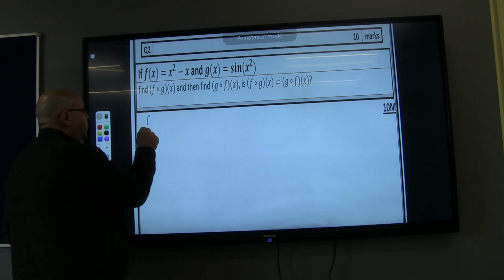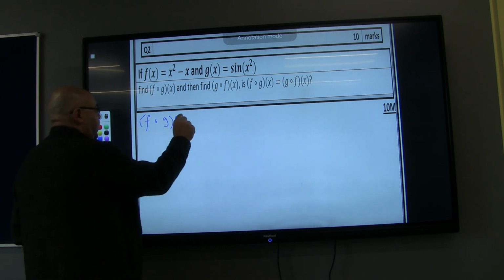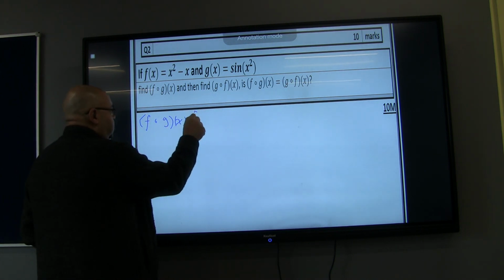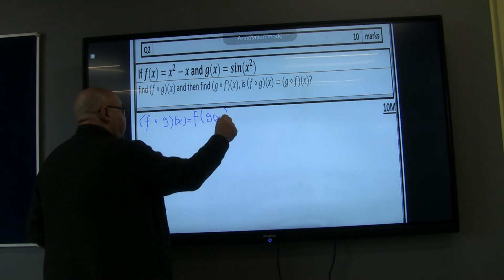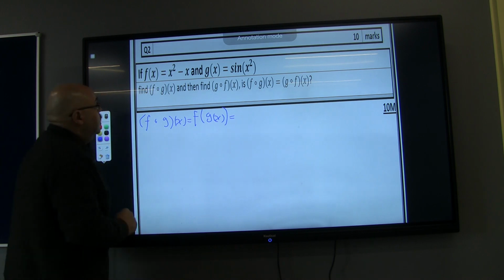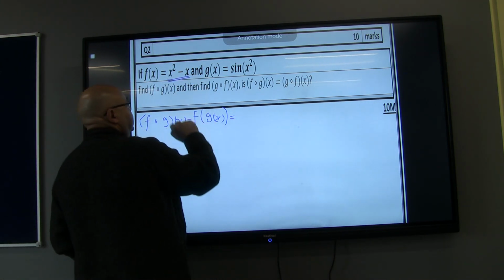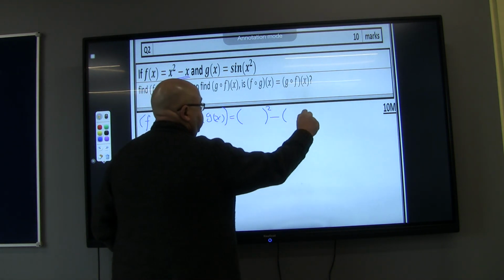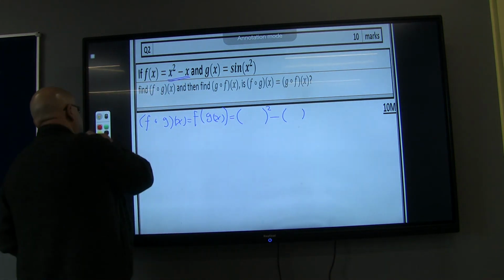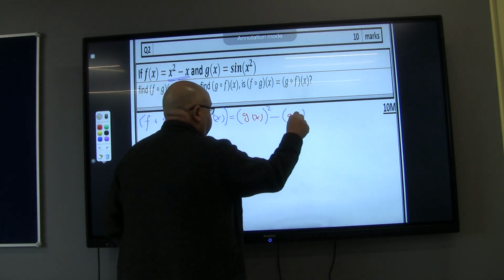All you have to do to get f as a composite of g of x is replace every x in f of x by g of x. So the first step is to write the form of f of x, which is simply a bracket to the power of 2 minus x, and then insert g of x instead of x, like this.